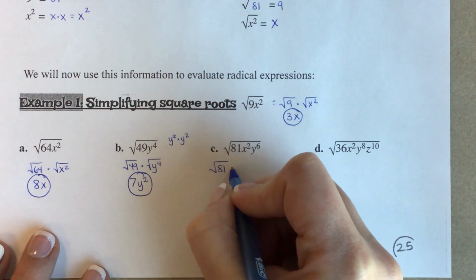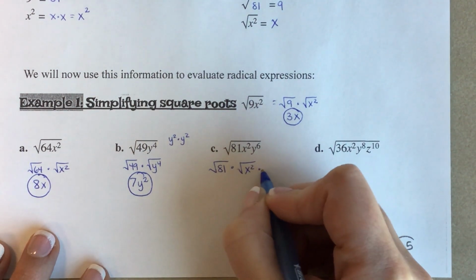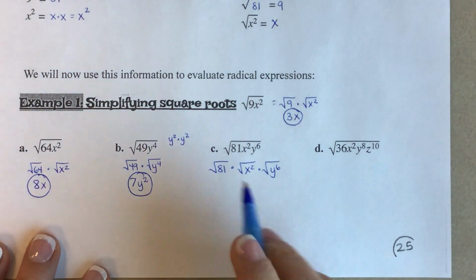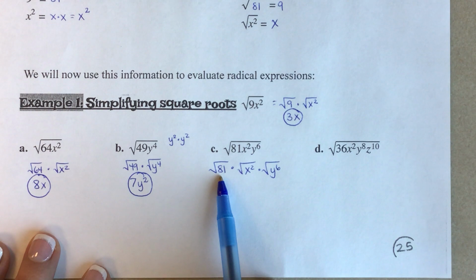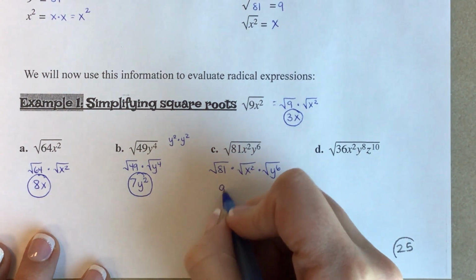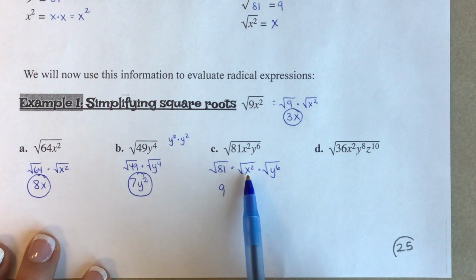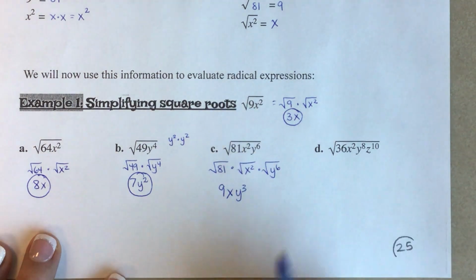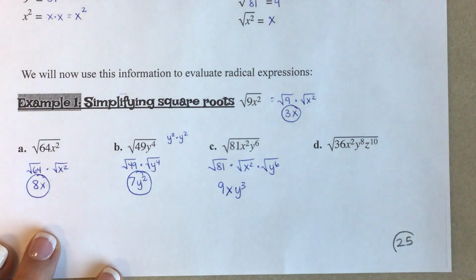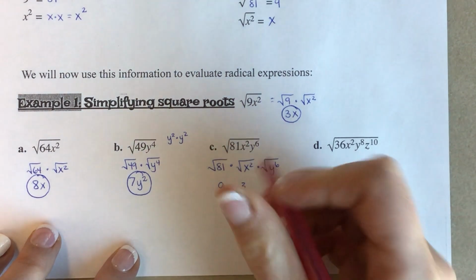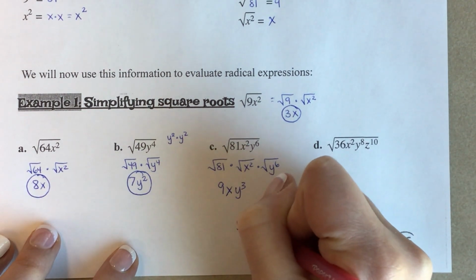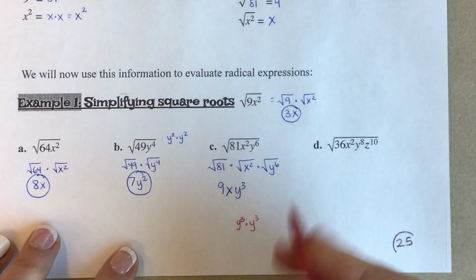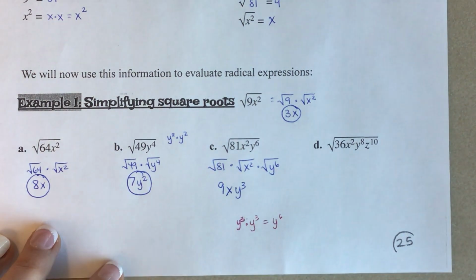So I've got the square root of 81 times the square root of x squared times the square root of y to the 6th. What multiplied by itself gets me 81? 9. What multiplied with itself gets me x squared? X. What multiplied with itself gets me y to the 6th? Y to the 3rd. Because if I have y to the 3rd times y to the 3rd, well, we know that when I multiply, I add exponents, so that's going to be y to the 6th.